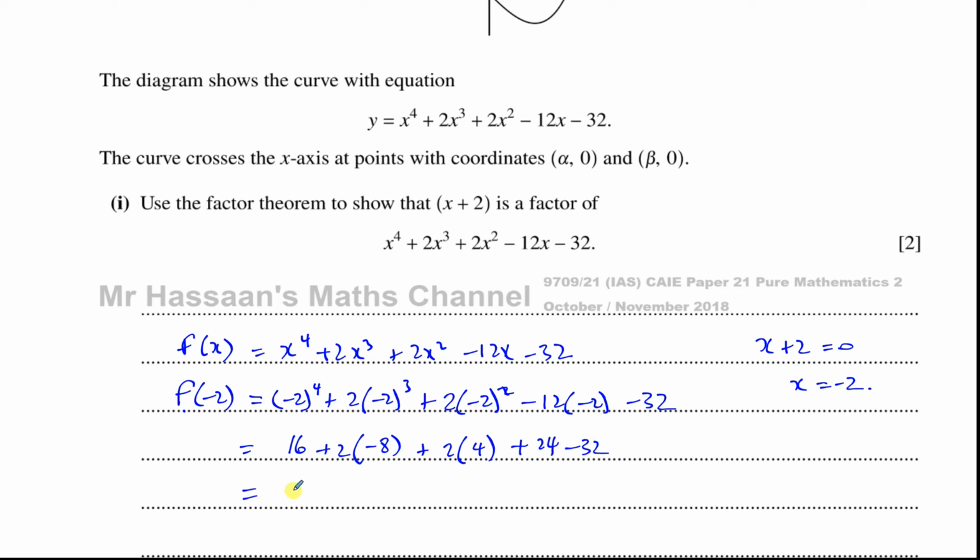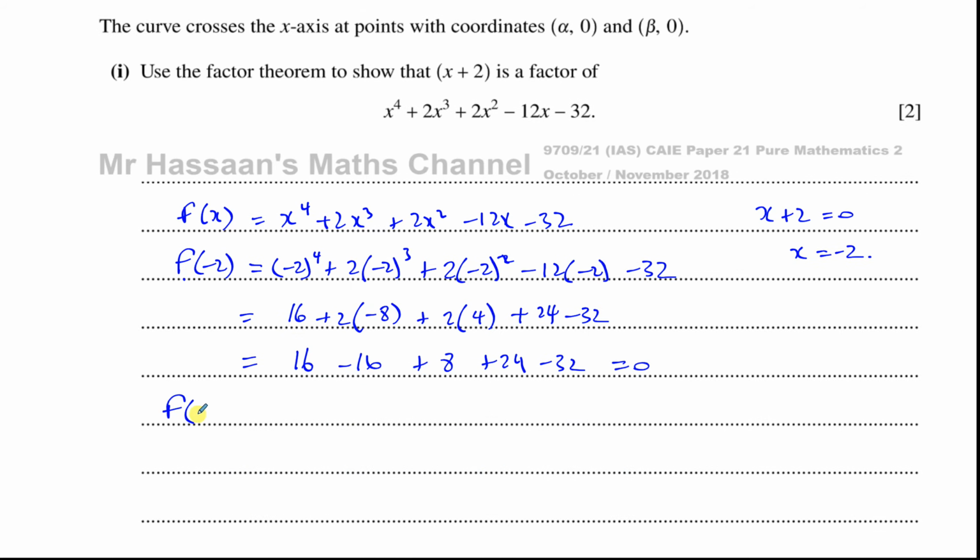So let's see what that gives us. We have 16 minus 16, plus 8 plus 24 minus 32. As you can see, that gives us 0. 32 minus 32 gives us 0. So as f of minus 2 is equal to 0, therefore x plus 2 is a factor. When we replace the x with minus 2 in the function, we end up with 0, which shows that x plus 2 is a factor. Something like this must be written down as a statement. So there's the answer to part 1, which is pretty simple.